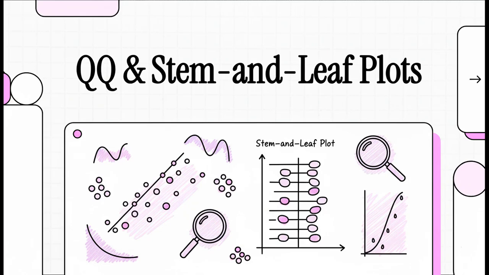All right, let's jump right in. Today, we're going to look at two super useful, but sometimes overlooked tools for understanding your data: the QQ plot and the stem and leaf plot. You can think of them like special X-ray glasses for your numbers. They let you see the true shape of your data. And trust me, that shape can be the difference between a solid analysis and one that's totally off the mark.